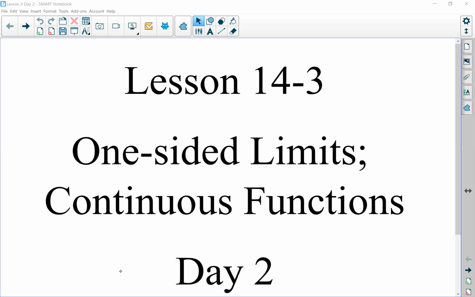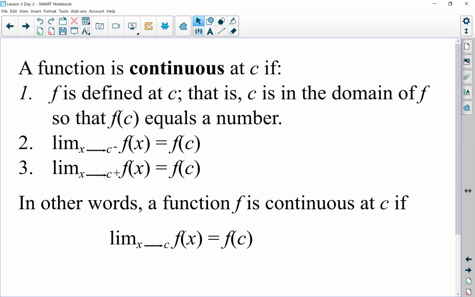So we're going to finish up lesson 14.3 today, talking about continuous functions now. And we'll use a little bit of that one-sided limit idea from yesterday to define what a continuous function is. So we call a function continuous if f is defined at c. In other words, we plug a value in, we get a value back. So f has to be defined. f of c is equal to a number.